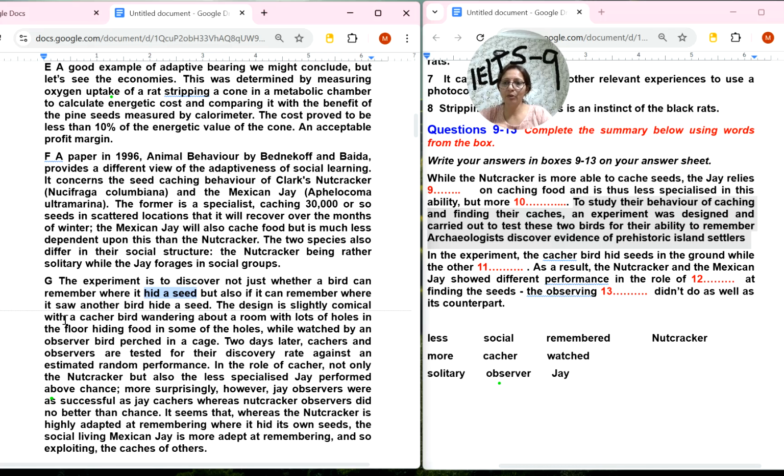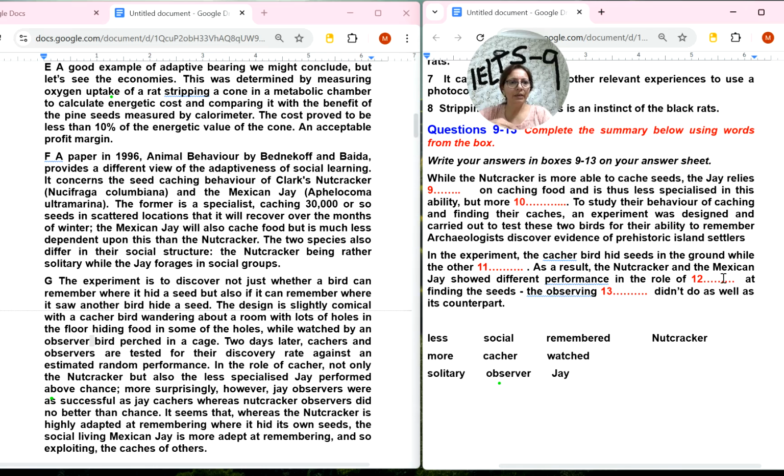The design is slightly comical, with a catcher bird wandering about a room with lots of holes in the floor, hiding foods in some of the holes, while watched by an observer bird. Okay, while the other. The word while, yeah, while watched by an other word they have given. It means here observer can come. Observer. Okay, let's read the next one.